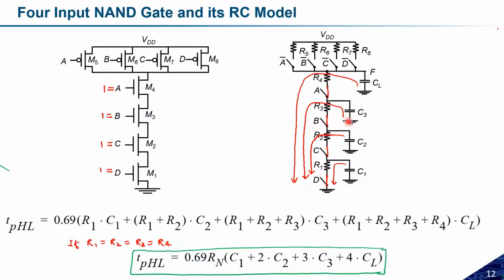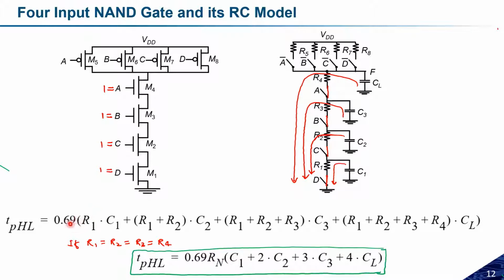So here, if I have to discharge this C3, the discharging time constant will be C3 into R3 plus R2 plus R1. Similarly, for C2, it will be R2 plus R1, and for C1, it will be C1 into R1. So the total discharging time constant will be something like this. And this is one of the problems. If I keep on increasing the number of transistors in the stack, these components will be increased by some factor, and that results in more delay. So the propagation delay will be increased.